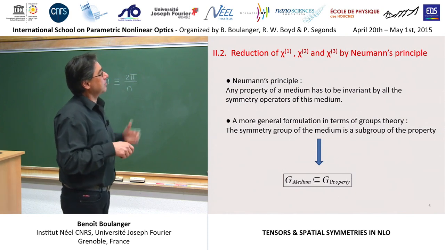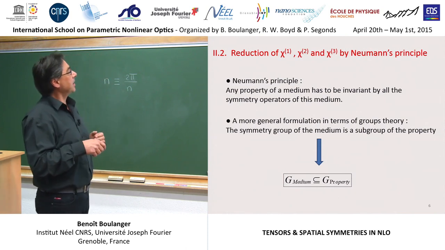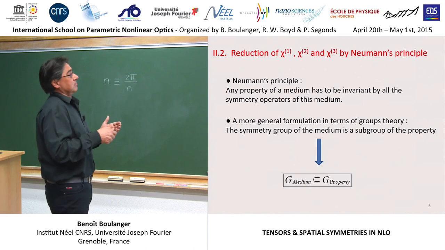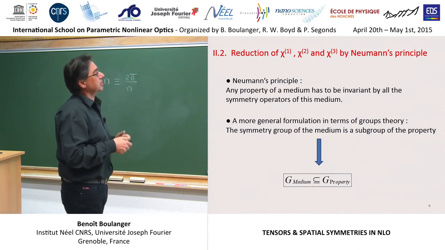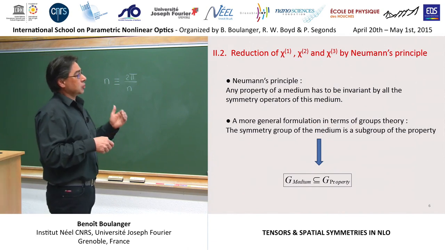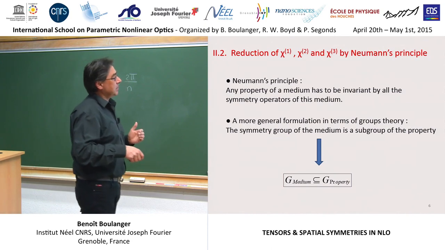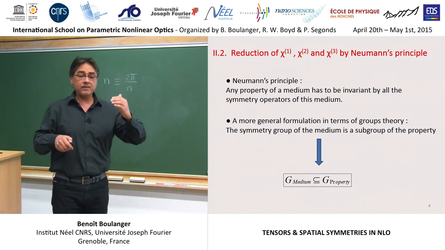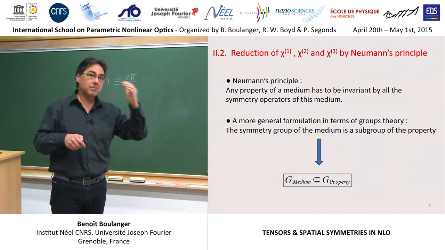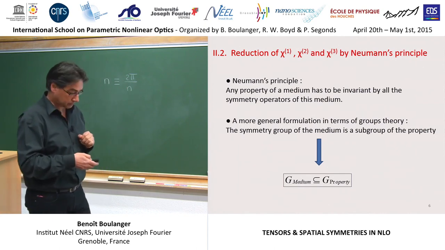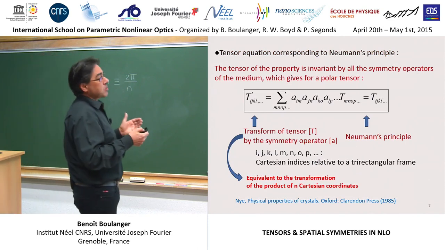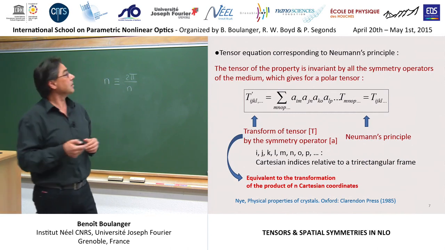stipulates that any property of a medium has to be invariant by all the symmetry operators of this medium. And we can bring a more general formulation in terms of group theory, which is that the symmetry group of the medium is a subgroup of the property. So it means that the property can have a higher degree of symmetry than the medium. I will come back to that later on. Okay, so now how can we apply this Neumann principle?